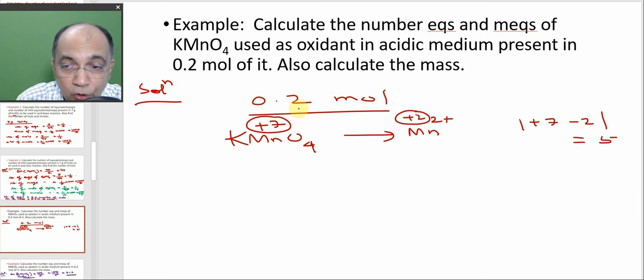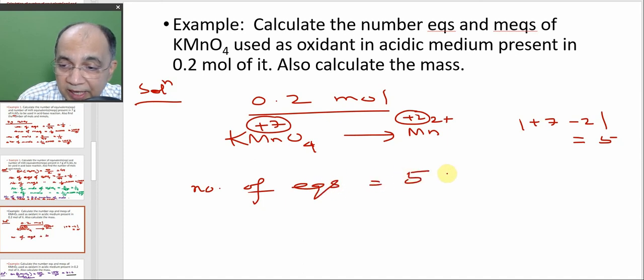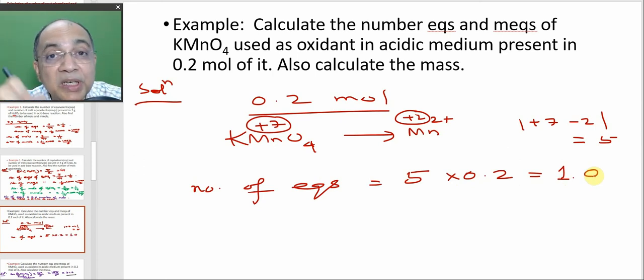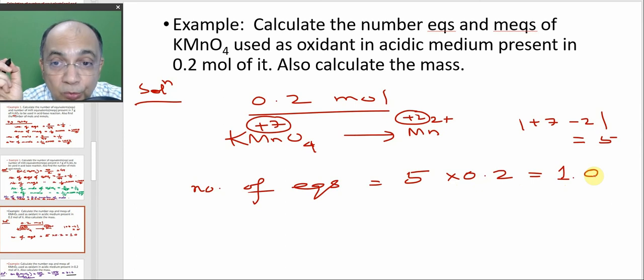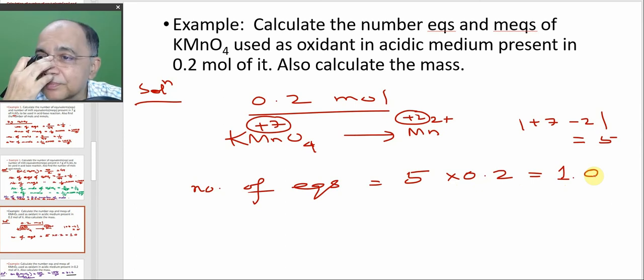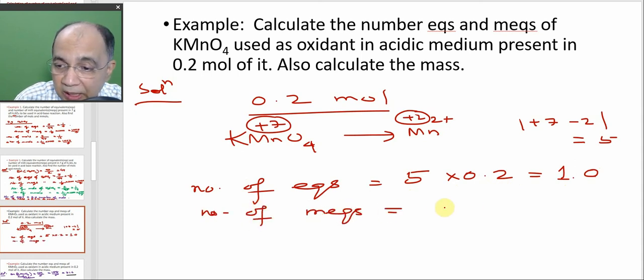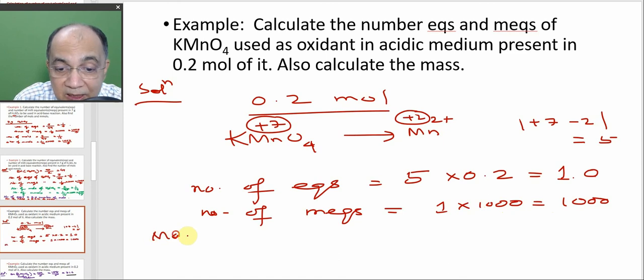So 5 is the n factor here. If the number of moles is 0.2, then the number of equivalents will be equal to the n factor 5 into 0.2, that is equal to 1. Remember, the number of equivalents is numerically greater than the number of moles if they are not the same. And it has asked to find the number of milliequivalents. So number of milliequivalents is 1 into 1000, that is 1000 milliequivalents.